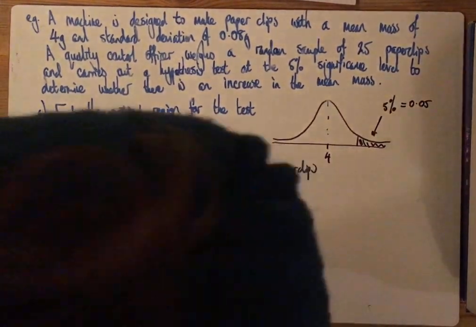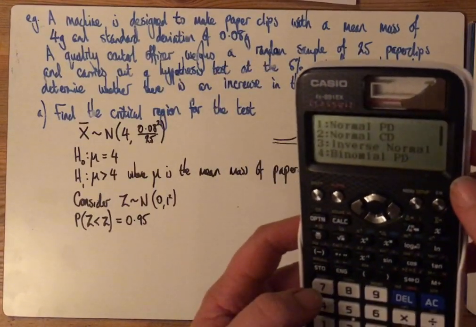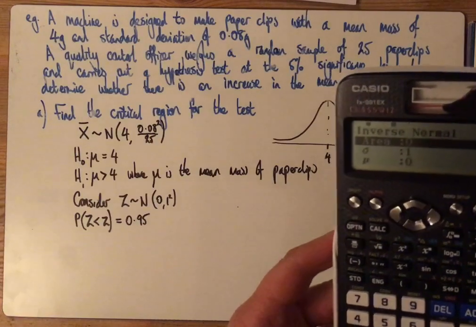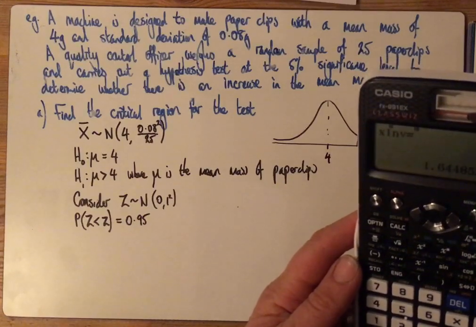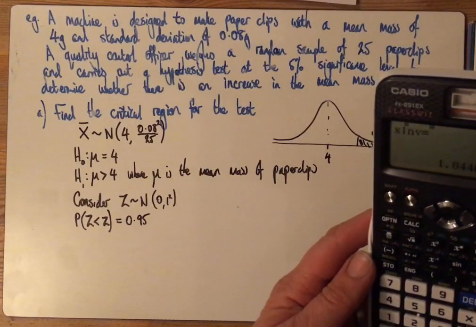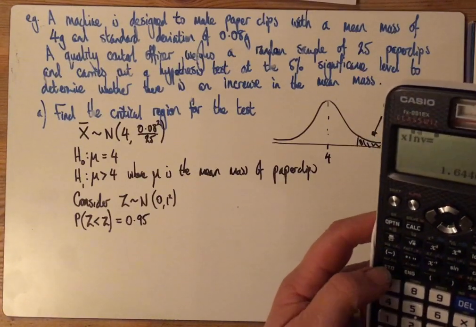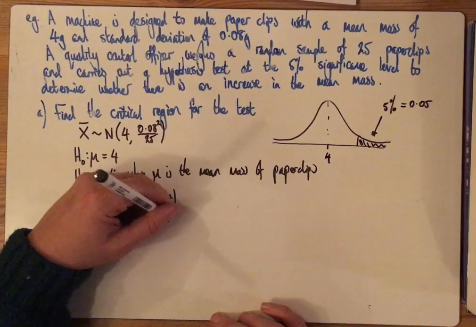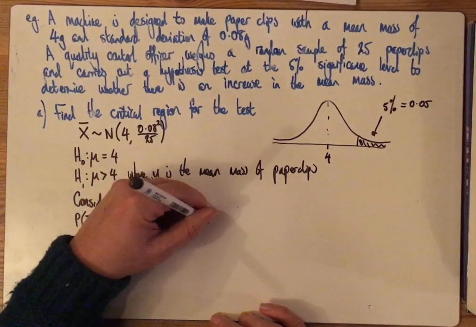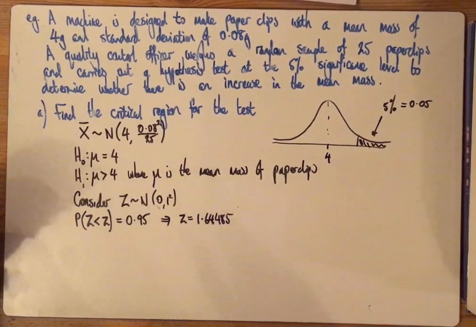Okay, so calculator. Very much on menu 7 still, and then we're doing inverse normal. The area to the left is 0.95. It defaults to standard deviation 1, mean of 0. And you get 1.64485. Remember, you can store that to X if you want to, and then come back to it later. And so z is 1.64485.